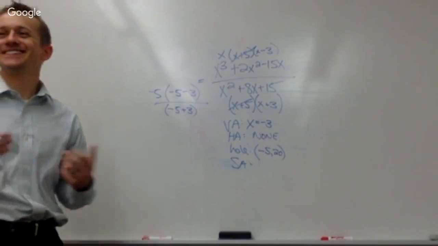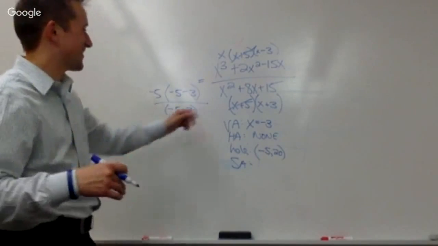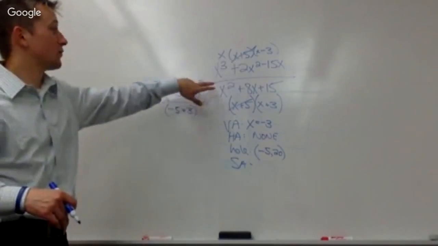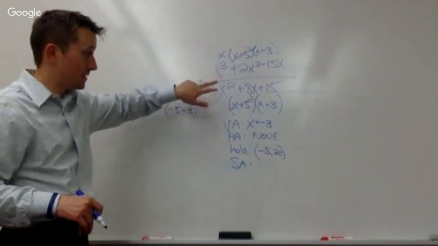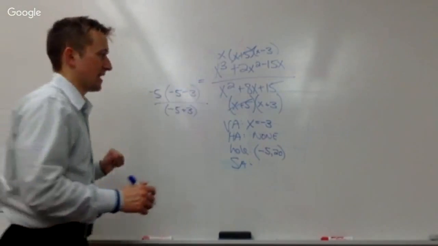How do I find the slant? I just said it. Divide it out, right? The bottom into the top. The reason why is when it's 1 degree higher on the top than the bottom, you divide it out and we'll have a slant asymptote there.